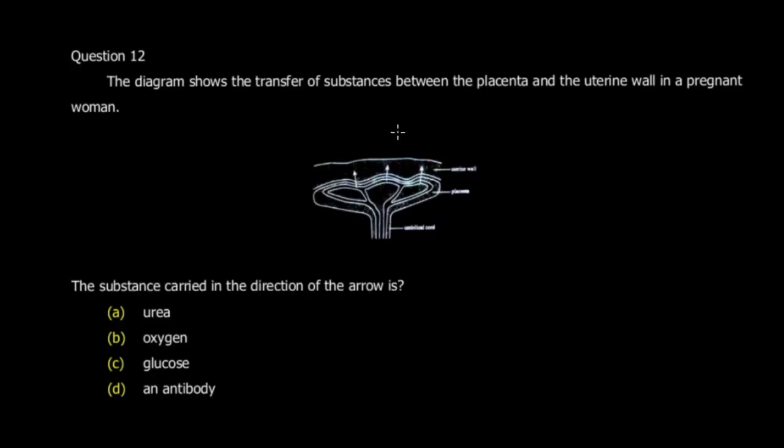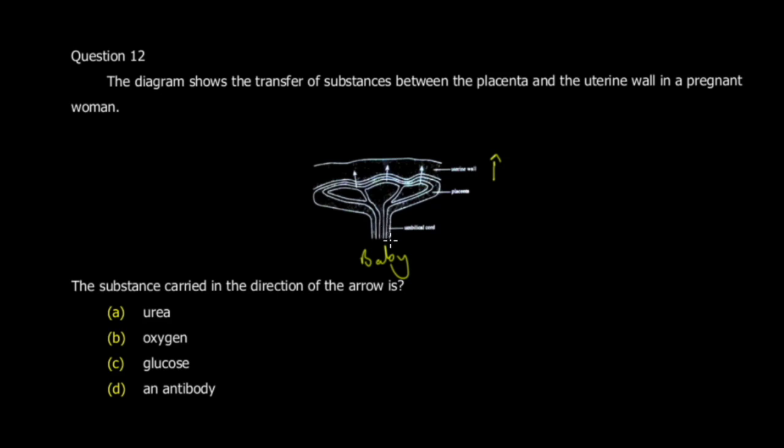So question 12 says the diagram shows the transfer of substances between the placenta and the uterine wall in a pregnant woman. Okay, so the placenta is this one, the umbilical cord is this one. So the baby would be this side here. The baby would be feeding through the umbilical cord. So the substance carried in the direction shown, it's upwards. So it's actually away from the umbilical cord.